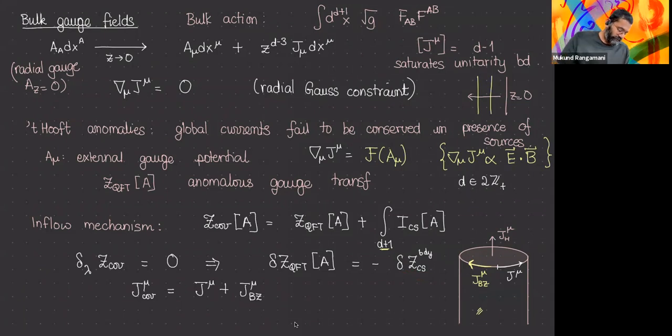I have 5 minutes. Yes. And the combination that transforms covariantly under gauge transformations is a combination of the variation of Z_QFT with respect to the boundary gauge potential plus the boundary contribution of the Chern-Simons with respect to the gauge potential.